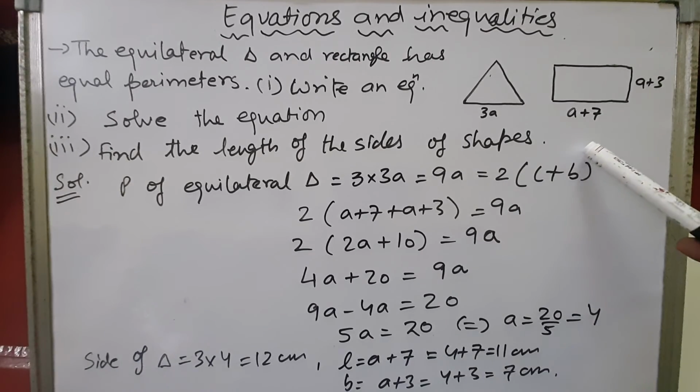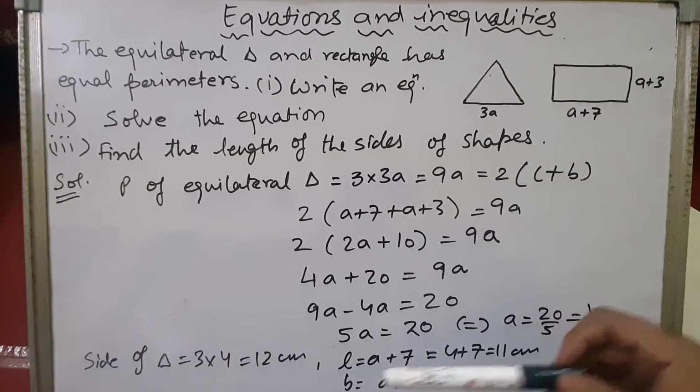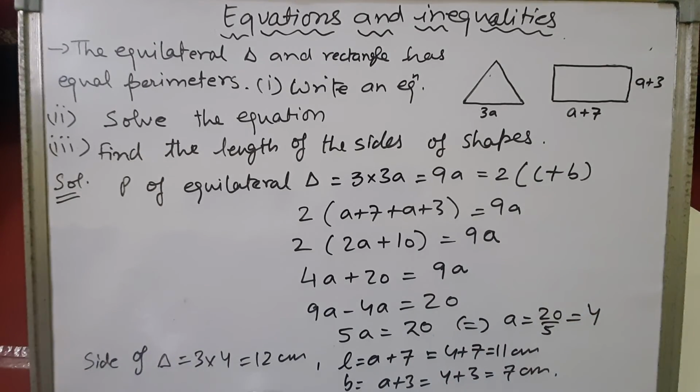Now they are asking the third part, find the length of the sides of the shapes. Now the side of the equilateral triangle is 3a. That means 3 into 4, that is 12. The length of the rectangle is a plus 7. So this will be 4 plus 7, it is 11. And the breadth of the rectangle is a plus 3. It will be 4 plus 3, which is 7 centimeter. So these are the measures of the sides of the given shapes, right? Please note down the solution, children.